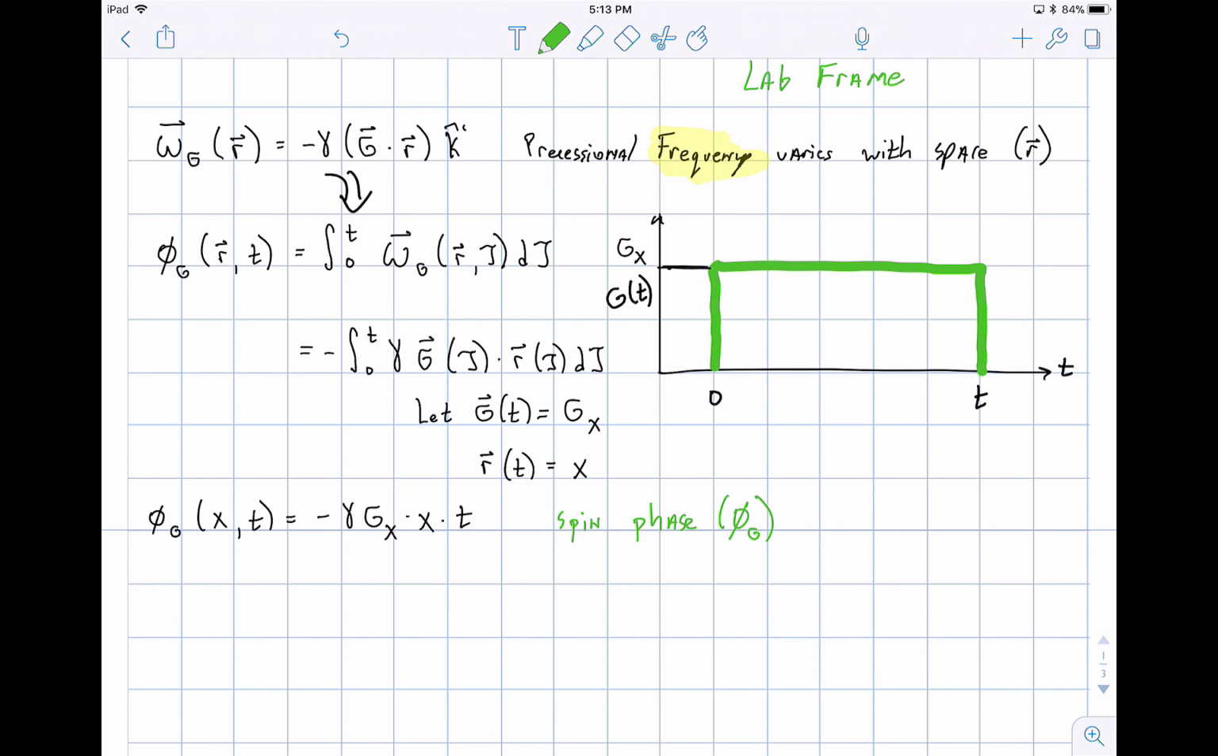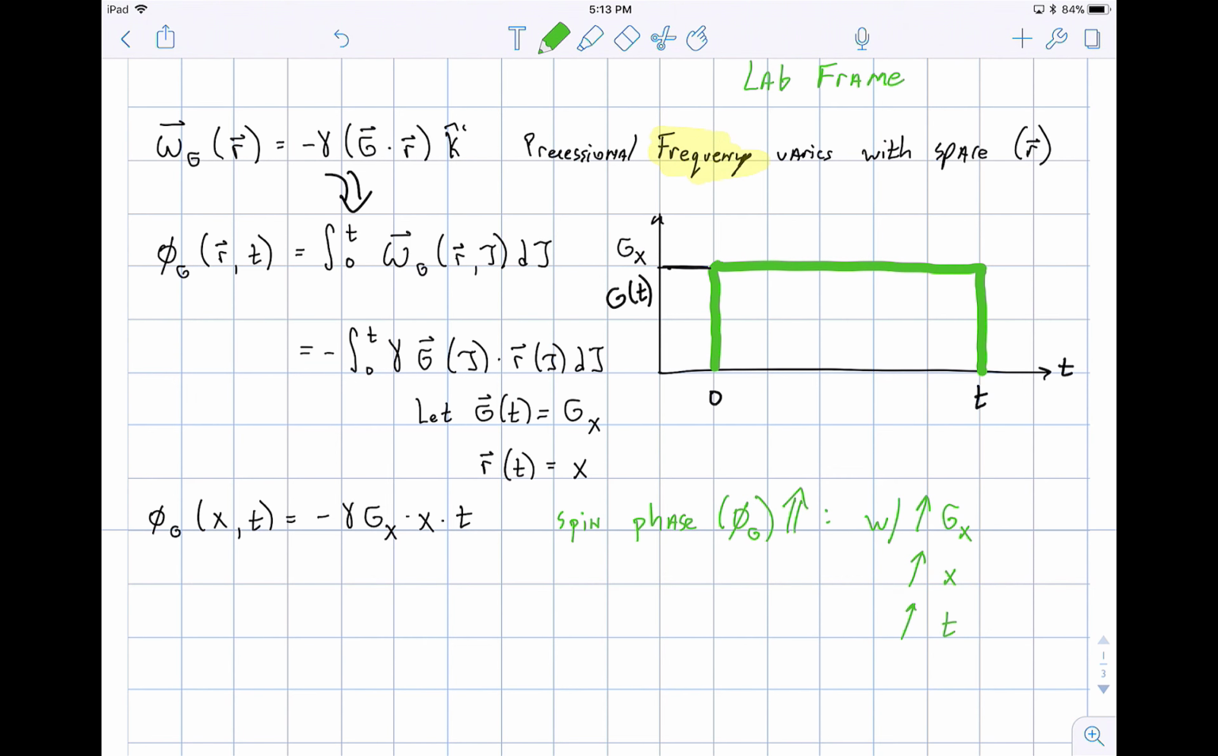Phi g is going to increase under different circumstances. It's just an extension of what's being shown in that expression there. If we have stronger gradients, then spin phase is going to increase, so it increases with increasing gx. It's going to increase with position, and it's going to increase with time. It's a simple algebraic expression, right?